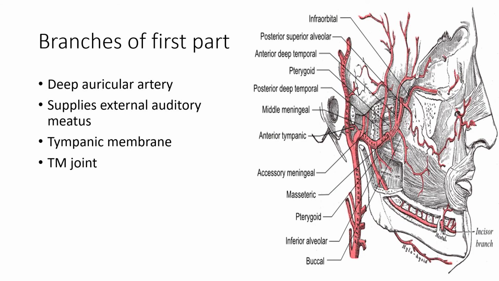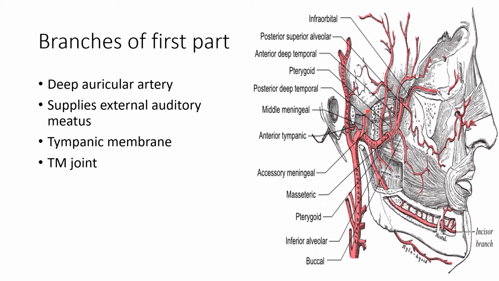Okay, let's discuss the branches of the maxillary artery. So let's discuss the branches of each part. First we will discuss the branches of the first part. This picture is showing you the first part, second part and third part. The first part is giving branches, and the first branch is the deep auricular branch.